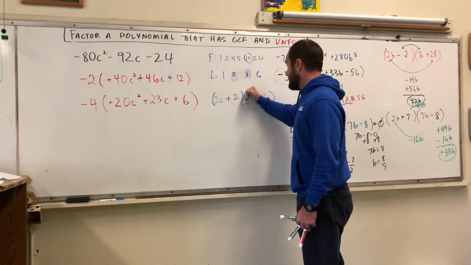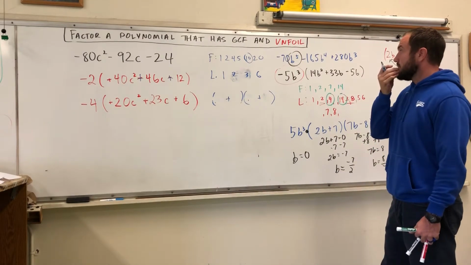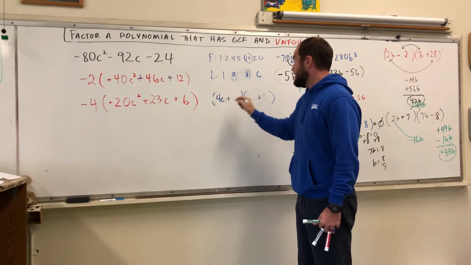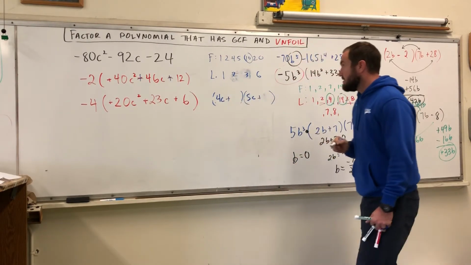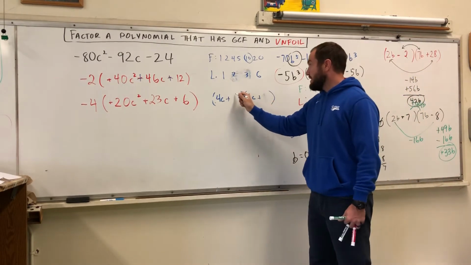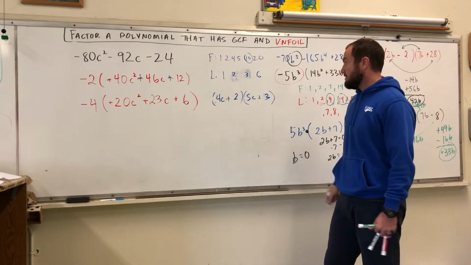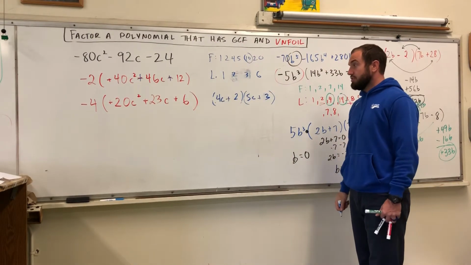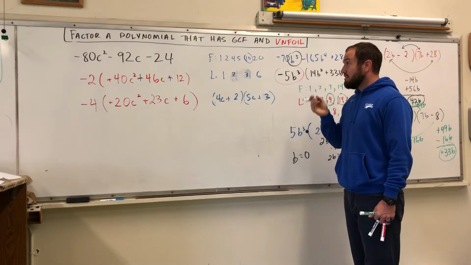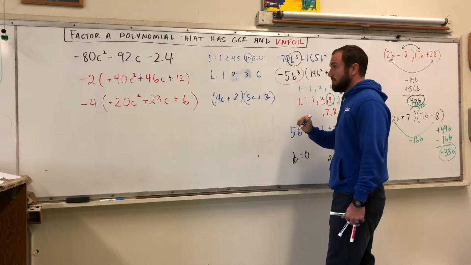So let me try 4 and 5. So you want to do a 4c, 5c. And then you can try the 2 and the 3 again. That gives you a 10 and a 12. So that's a 22, which is closer. We're not quite there yet.